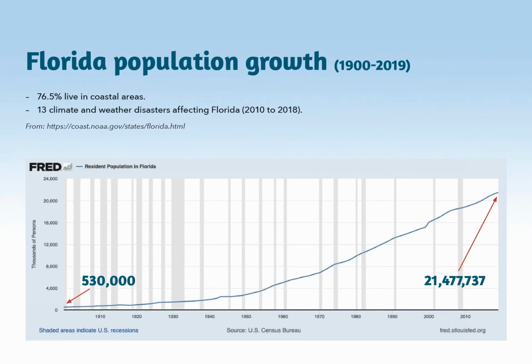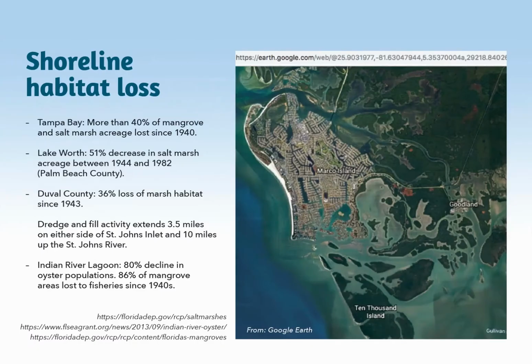So what happened? Well, one of the things that happened, because so many people love to come here, and because of the way Florida is developed, is we've got a lot of shoreline habitat loss.